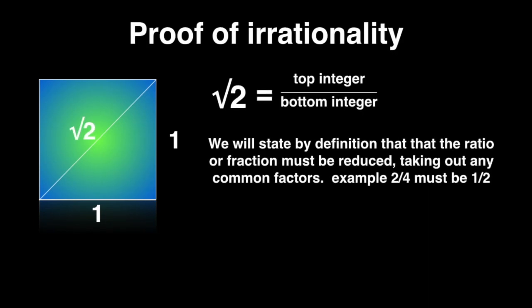Now we're going to do the proof of irrationality. So the square root of 2 equals the top integer over the bottom integer. And we're going to state here, we will state by definition that the ratio or fraction must be reduced, taking out any common factors. An example of this is 2/4 must be reduced to 1/2.